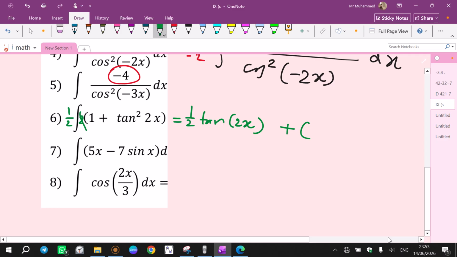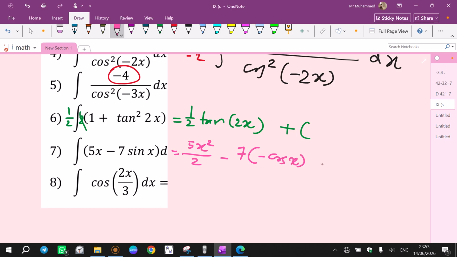Question 7: 5x minus 7 sine x. That's a very ordinary question. 5x will be 5x squared over 2, minus 7 sine will be 7 stays the same, negative cosine x plus c. Negative negative will be positive, 5x squared over 2 plus 7 cosine x plus c.